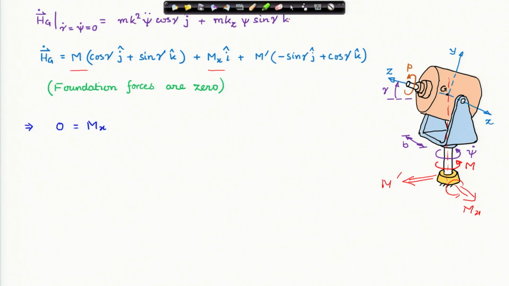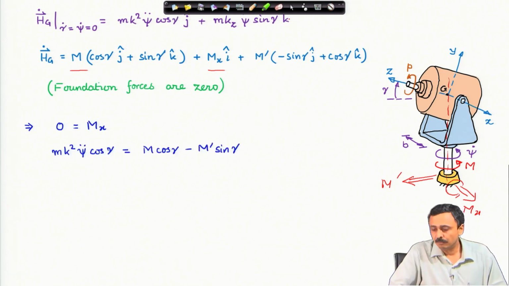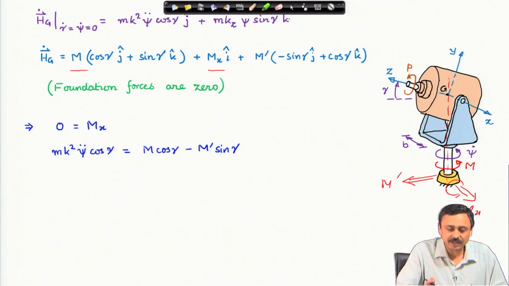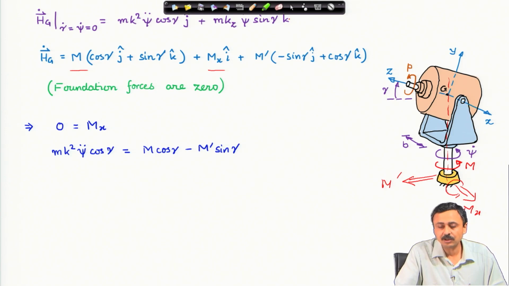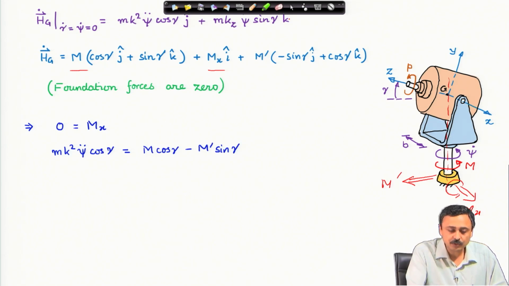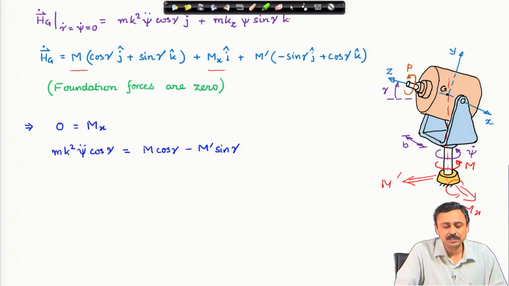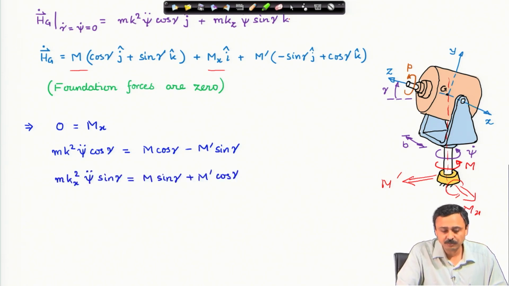And if I look at the components, I immediately find that the moment about x must be 0. This analysis, again I mention, is at t equal to 0 plus. If gamma starts changing or the assembly starts rotating, then the analysis changes. This is just after the moment M has been applied. The first equation, the x i cap equation, tells me that the moment about x is 0. The second and third equations give me these two relations.